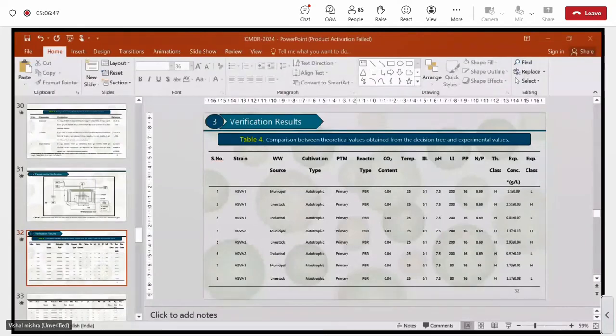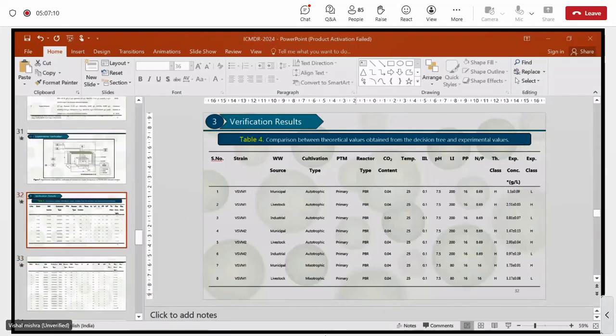So significantly, we got very good results. And naturally, these are the parameters which are actually shown by the data from 2010 to 2022 to influence the values of biomass production in any photobioreactor system, especially when you treat these kinds of wastewater: municipal, livestock, and dairy.